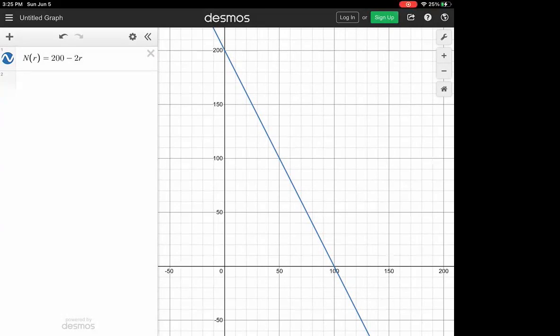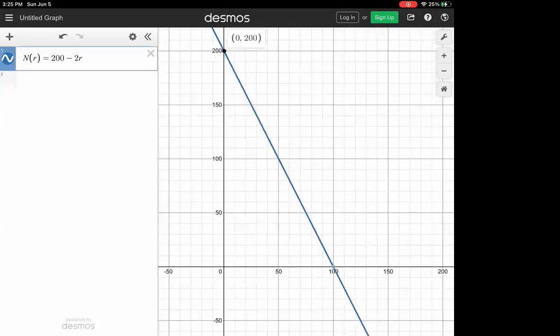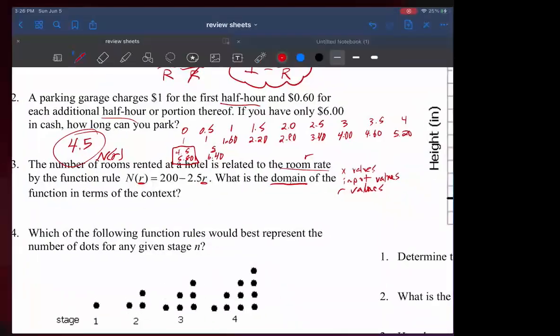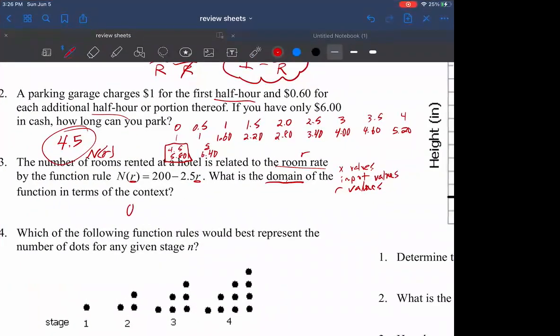Well, we could charge $0 a room, and then it looks like all 200 rooms are going to be filled, because that's the output up here. If I charge a rate of $0, your N, the number of rooms that you rent out, is 200. So that's the smallest we can go. It's $0 per room. And then if I charge $100, then 0 rooms are rented out. If I go a little past 100, now it starts saying that I'm renting negative rooms, which doesn't make sense. So our domain that makes sense is going to be R values between 0 and 100.